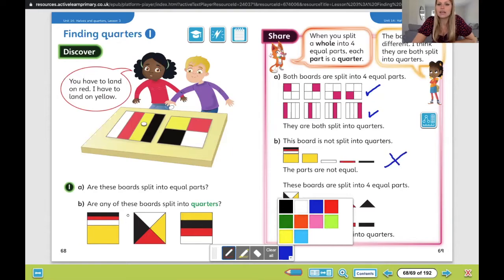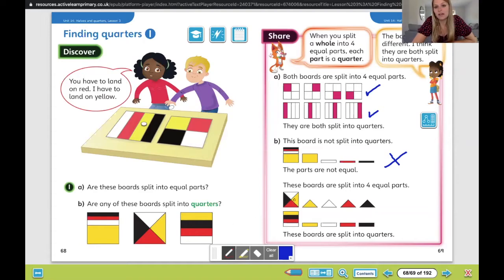It is not equal. How about this one in the middle? Are there 4 parts? Let's check. 1, 2, 3, 4. Yes, there are. And are the parts split into equal parts, which means do the parts all look the same? Well, here we've got a picture of them. So they've taken them off the board and they've put them next to each other. Are all of these parts the same? They are. They're all the same. So they've been split into 4 equal parts.